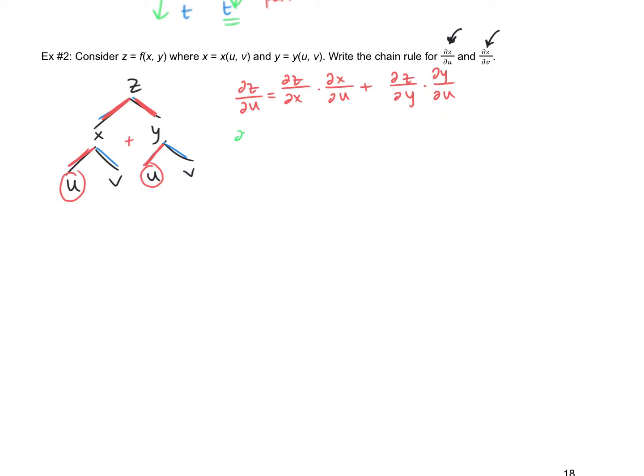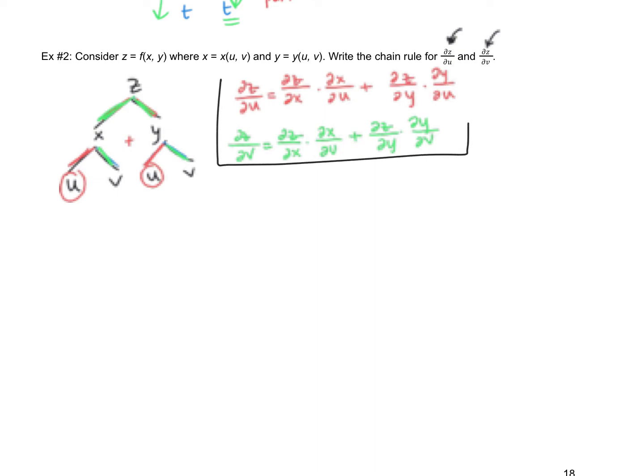Now, if I want the partial of z with respect to v, same idea. I'm going to go this way, but then v, this way, and then v. Because at each of those branches, I have two options. They're all going to be partials again. So I have the partial of z with respect to x, and the partial of x with respect to v. And then I have the partial of z with respect to y, and the partial of y with respect to v. And so those are our two chain rules.